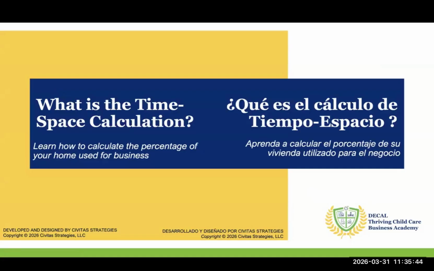presentation. We will be talking about time space and what is the time space calculation. We will try to learn how to calculate the percentage of your home used for business. And this is very important because when it comes to taxes, you will be able to deduct a portion of your home expenses. And that can really save you some money. So it can be very significant, but it has to be done correctly.